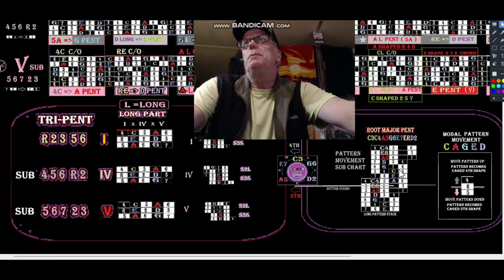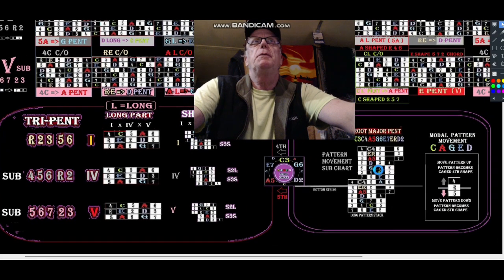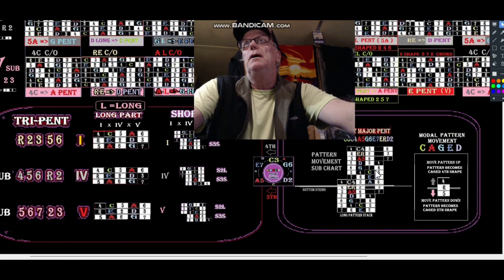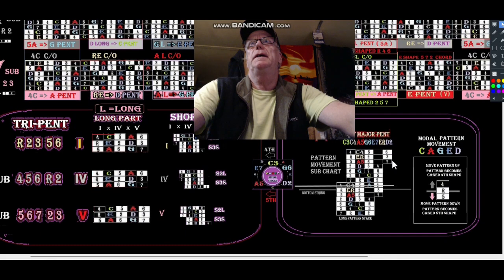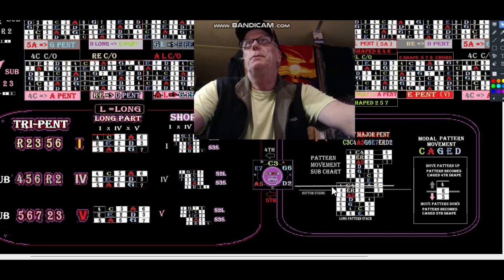So we have here the bottom string. Now it's root, 2, 3. So the root pattern is 5, 6, root, 2, 3, 5, 6. Right there, 5, 6, root, 2, 3, 5, 6. Now when we move the pattern down, root becomes the fourth. So it's the fourth of the fifth pattern. Notice the pattern goes root, 2, 3, 5, 6, root, 2.